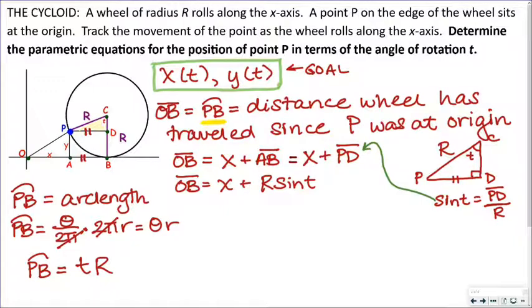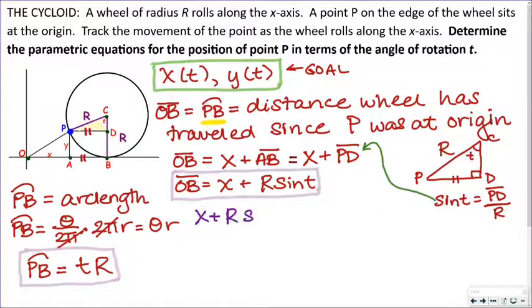So now I have these two quantities. I have OB and I have PB, line segment OB and arc length PB, and they must be equal to each other. So, therefore, I get that X plus R sine t must equal little t times r.